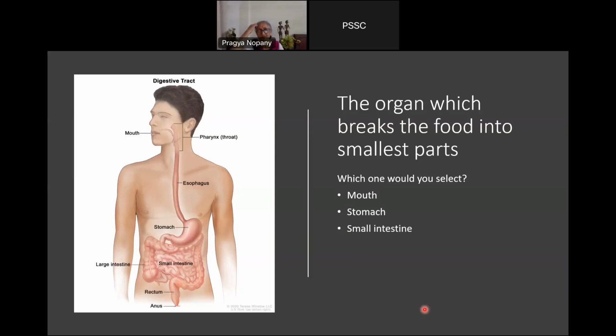Now is the assessment of learning. The first one was also assessment of learning. The second one was more of assessment for learning. Now this is assessment of learning. The organ which breaks the food into the smallest parts, which one would you select? Would it be the mouth? Would it be the stomach? Would it be the small intestine?